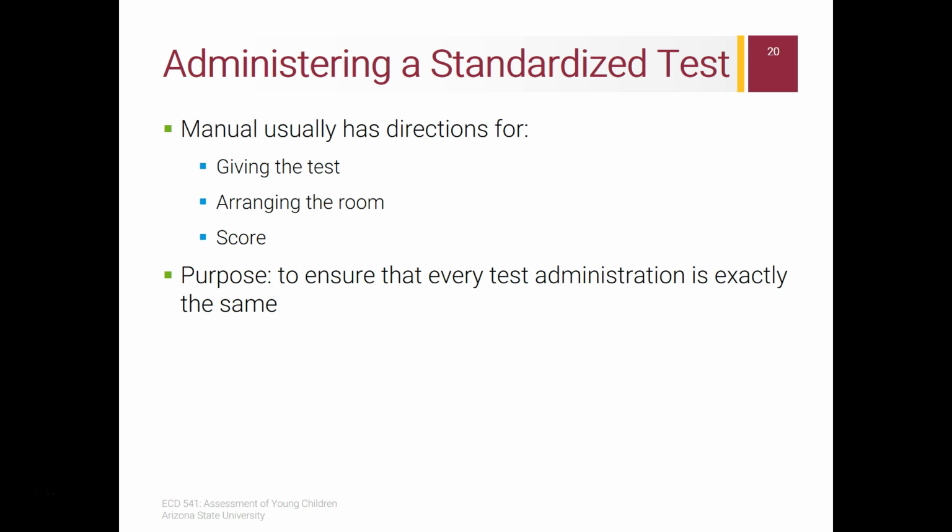Now let's turn to the process of administering a standardized test. Remember what we have discussed about the characteristics of standardized tests. One of them is to ensure that every test administration is exactly the same. Test manuals usually offer directions for how to give the test, how the room should be arranged, and how the score would be given. You must follow these directions when administering the test. In fact, failure to do so could very well result in the loss of your teaching certificate.